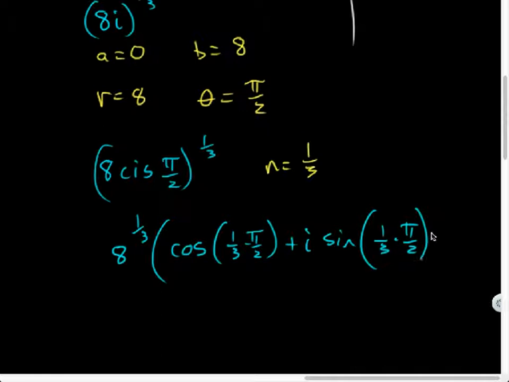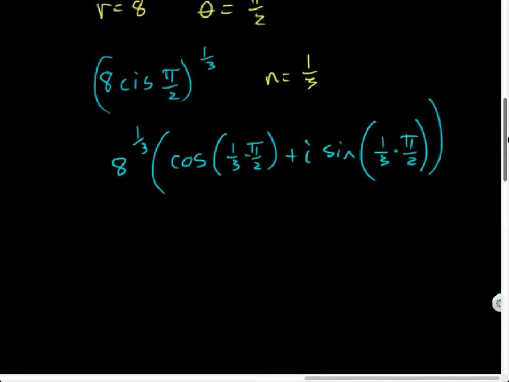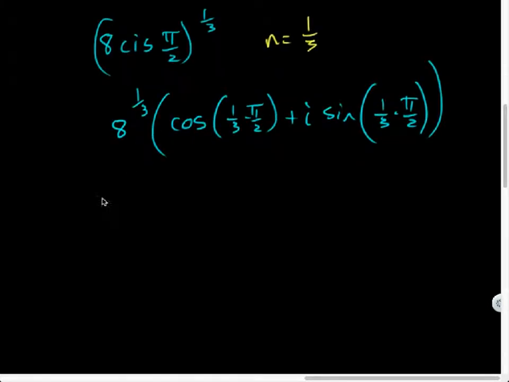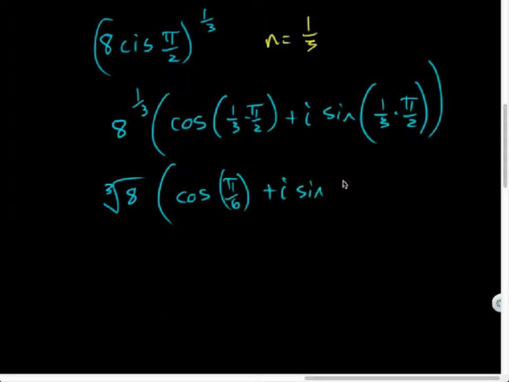Oh yeah, I know where this is going. Oh, whoop, over scrolled there. 8 to the 1/3 power is the cubed root of 8. I don't know if you know that right off the bat. Hopefully you do. That's fine. We'll work our way there. Cosine pi over 6 plus i times the sine of pi over 6.